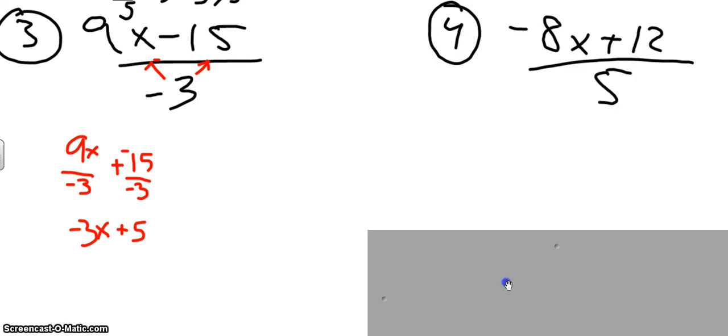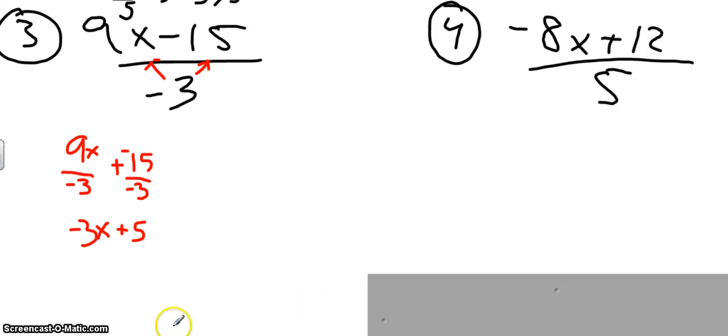So go ahead and try number 4, and then come and check your work. Once again, both terms are being divided by 5. Both of them. Okay? So we could rewrite this as -8x over 5 plus 12 over 5.